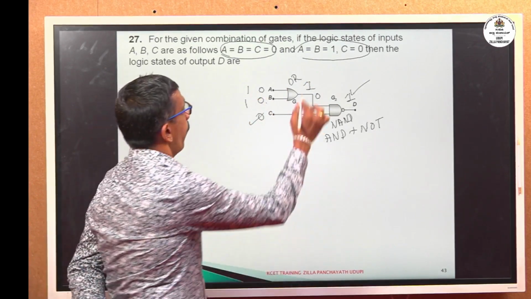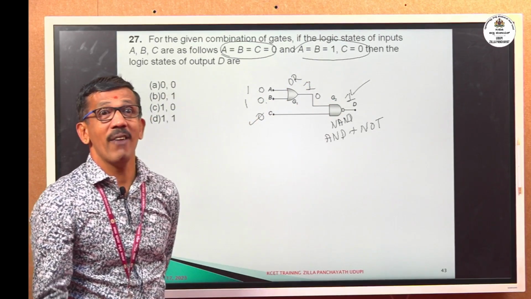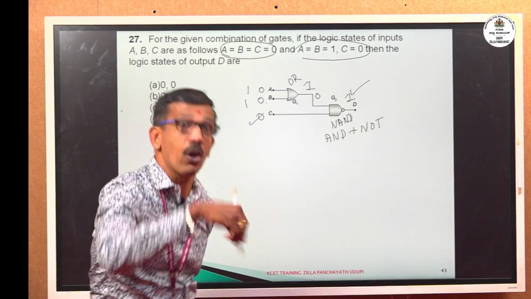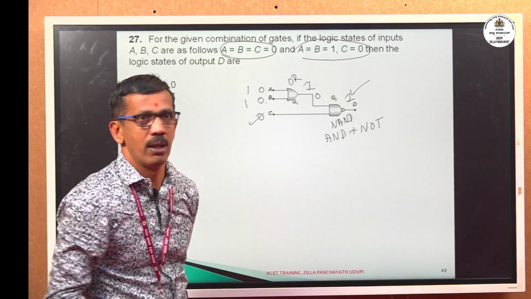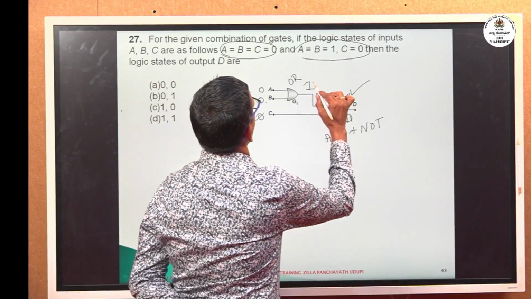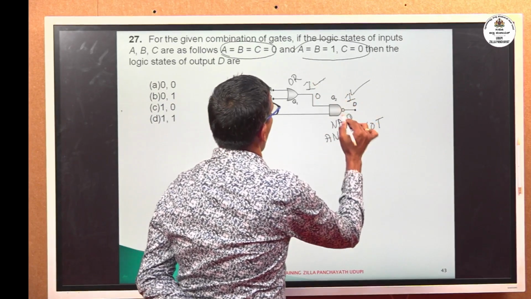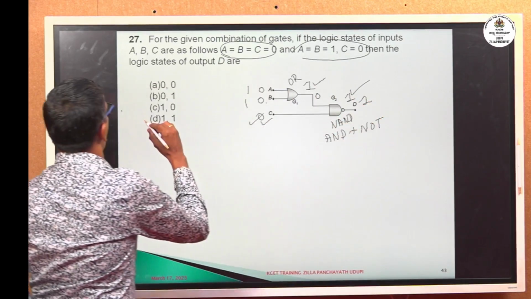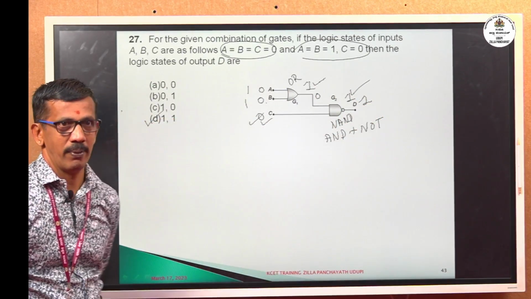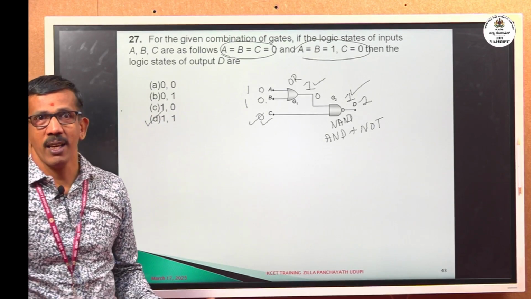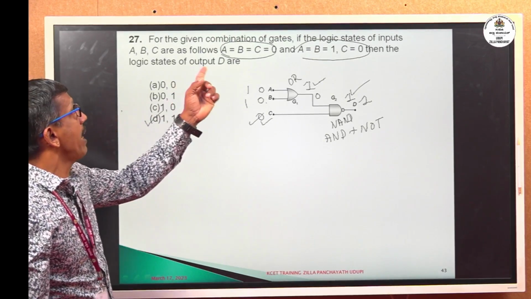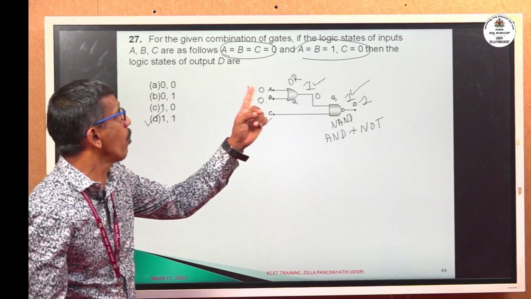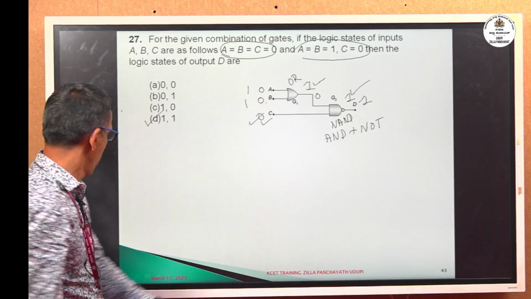So 1 and 0. What is the value of 1 and 0 for an AND gate? First you think of AND, then the complement of AND is NAND. So for 1 0, the AND gate output is 0, the NAND gate output is 1. So in both cases the output is 1. So when A, B, C equal to 0, the output is 1, and when A equals B equals 1 and C is 0, the output is 1.